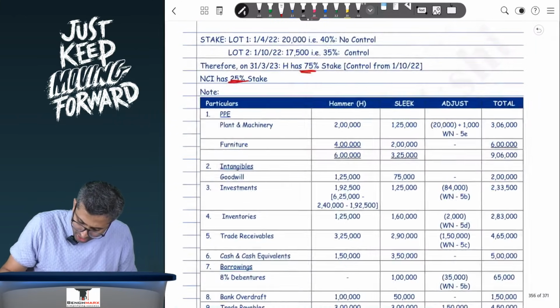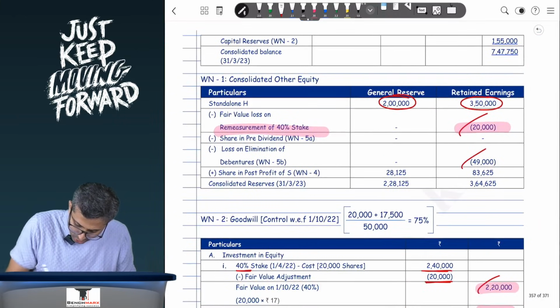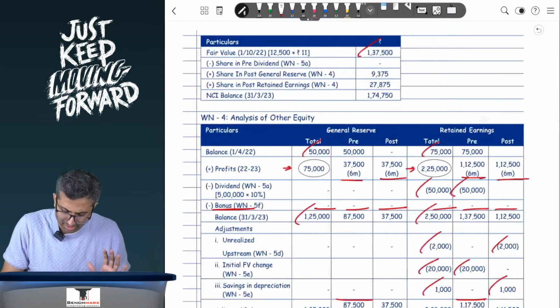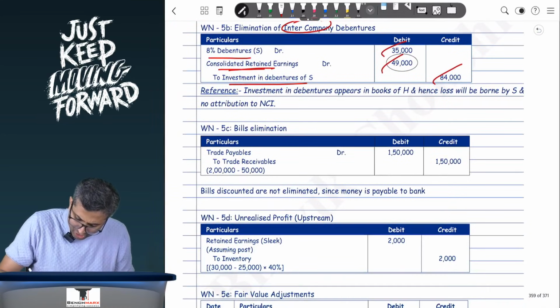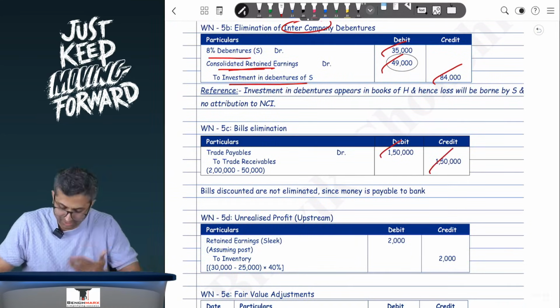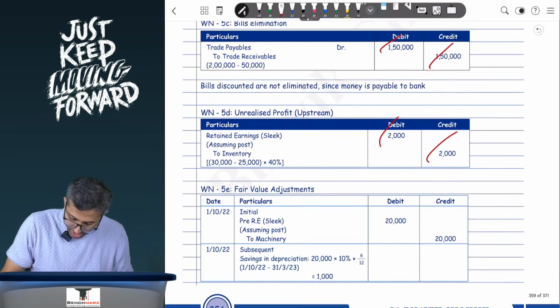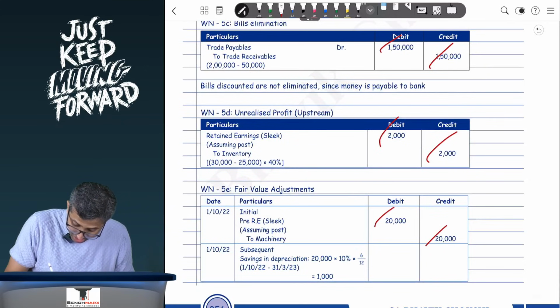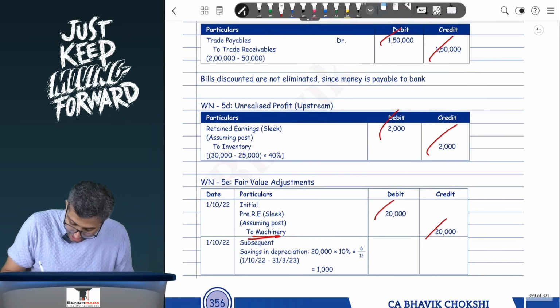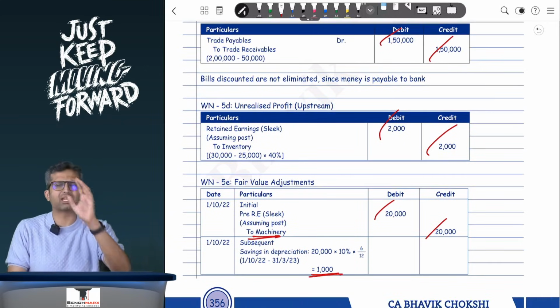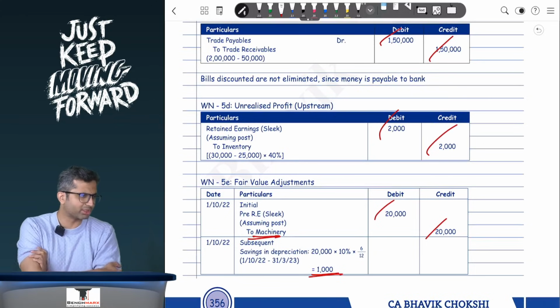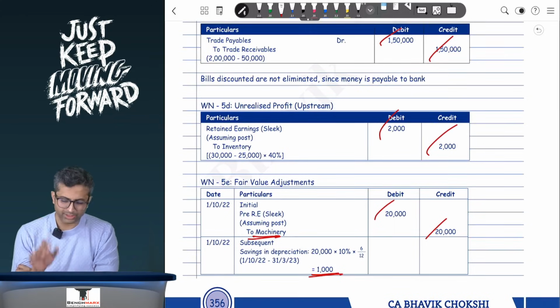As you can see over here, this 49,000 will be taken into the consolidated earnings, loss on elimination of debentures. Bills elimination is only for 1,50,000 because 50,000 is still a liability to be paid to the bank. Unrealized profit is 2,000. Fair value adjustment is for 20,000. You will reduce your machinery, and then there is a saving of depreciation of 1,000. There could have been an alternative interpretation in this 1,000, but to stick to it, this will be the case.